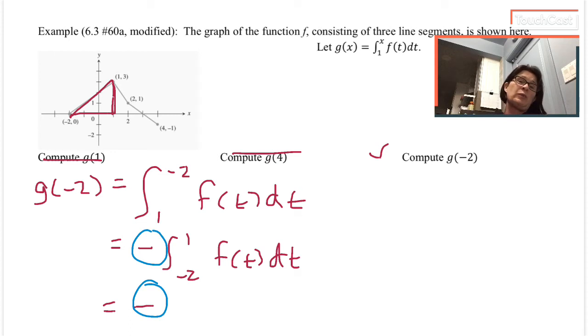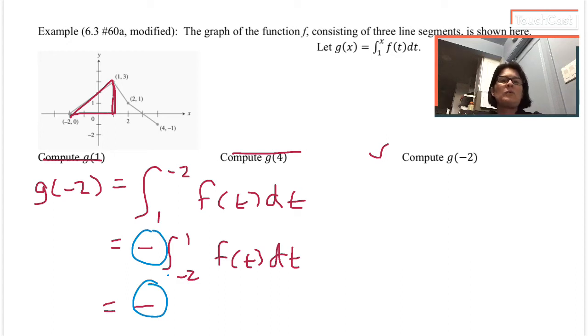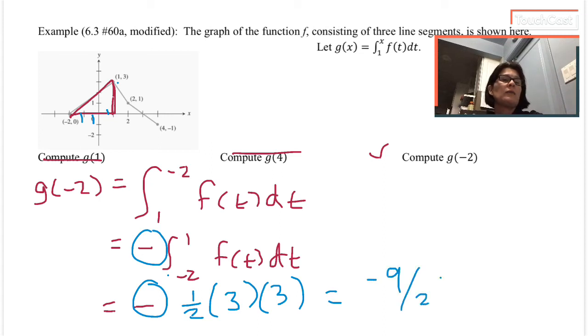And now I'm going to write an expression for this integral, which is going to be the area of that triangle. So it's going to be 1/2. The base is 1, 2, 3 spaces long. And the height is also 3. So that area, negative 9/2. And I'm going to put my label back on it. So g of negative 2 is negative 9/2. Final answer.